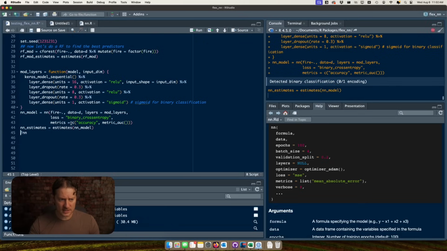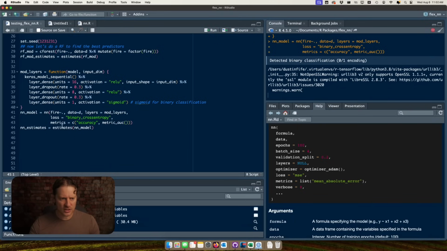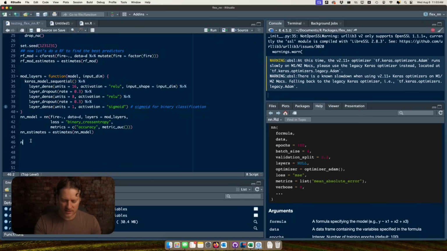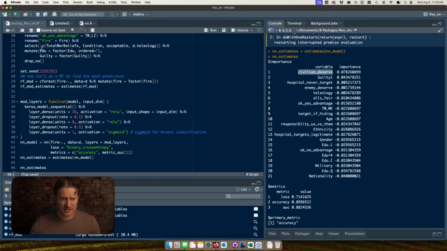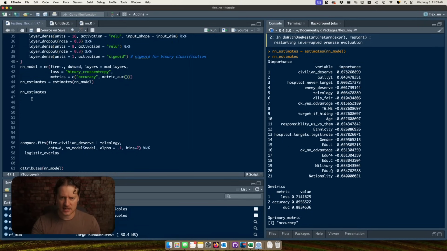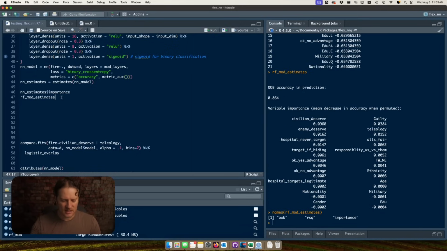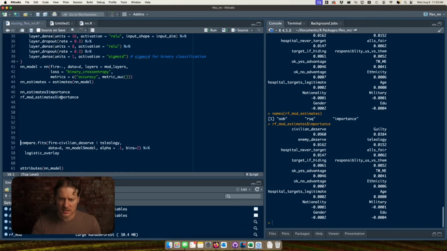So it runs, and then I've also created a function called estimates that computes relevant estimates for the neural network. So if I go NN_estimates, we get variable importance metrics like we do with random forest. And they both agree that civilians deserve to die is the most important predictor, and guilty was next. Let's just compare them side by side. So I'll go NN_estimates$importance. And then if I go RF_mod_estimates$importance.